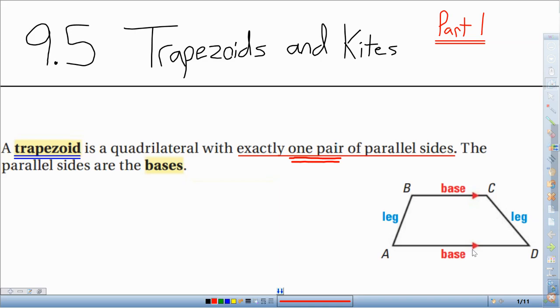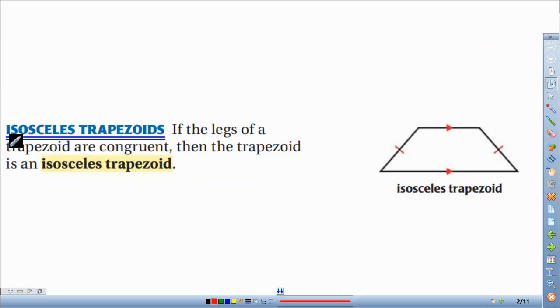Those rules don't apply. Okay, when it comes to the parts of a trapezoid, those parallel sides are the bases of the trapezoid, and then the other 2 sides are considered the legs of the trapezoid. This lesson focuses on a particular type of trapezoid, and that's what the next slide is going to get into, and that's called an isosceles trapezoid. So go ahead, take a minute and copy what an isosceles trapezoid is.